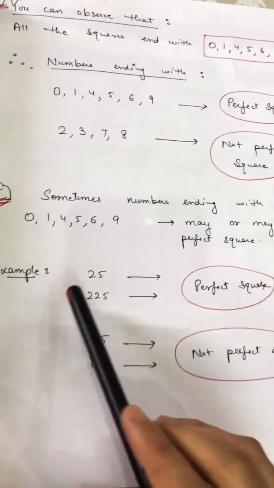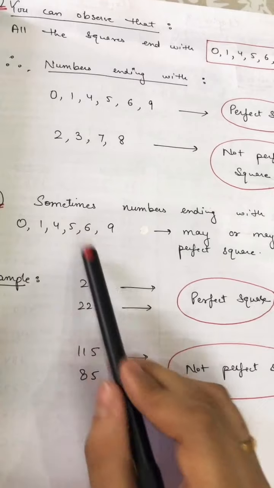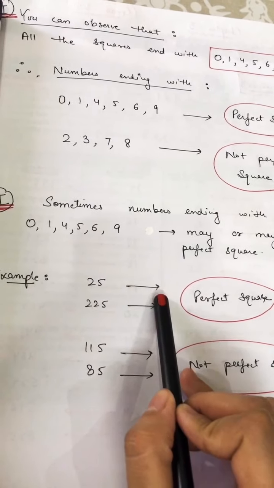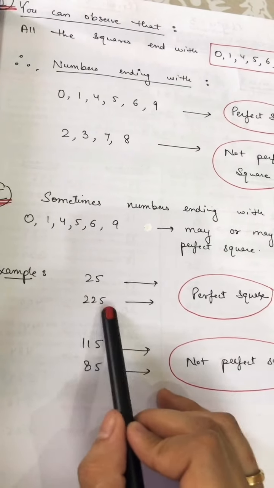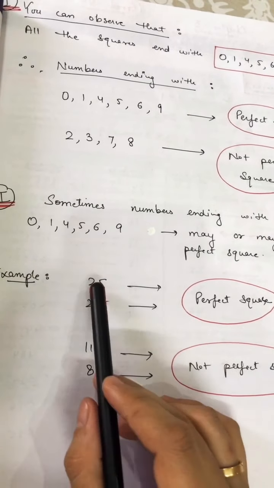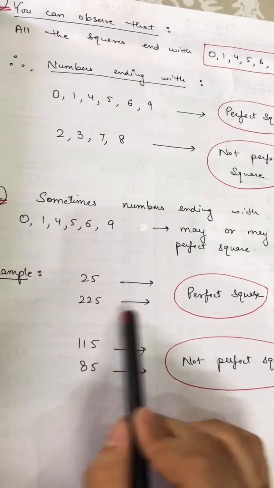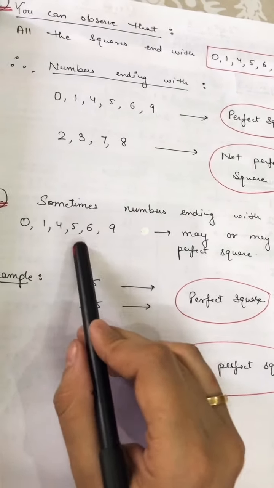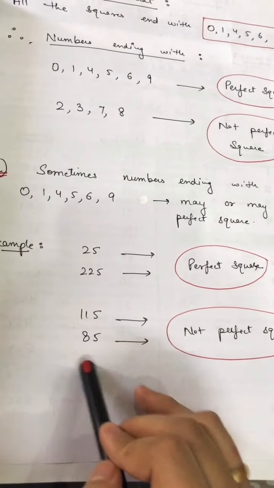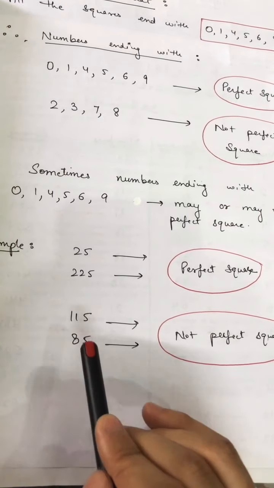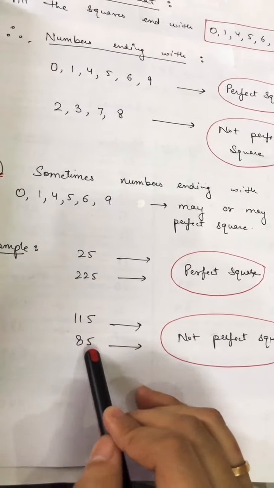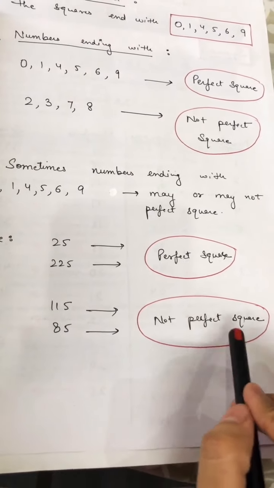For example, 25, the last digit is 5, so it's a perfect square. 225, it's a perfect square, the square of 15. But now see the next example. 115 and 85, the last digit is 5, but they are not perfect squares.